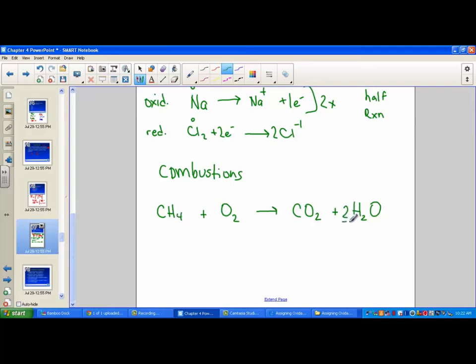4 H's, I think we'll need to double the water. 2 and 2, we'll need to double the oxygen. So here's our balanced combustion pattern. Now how might this also be labeled as a redox reaction? What has changed charge? Well, let's take a minute and use those 6 rules to identify what are the oxidation numbers of each of the elements.